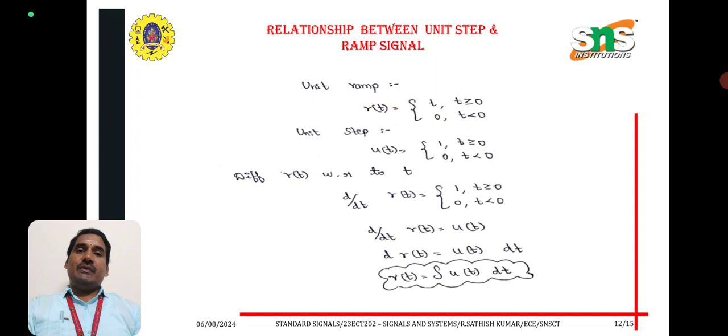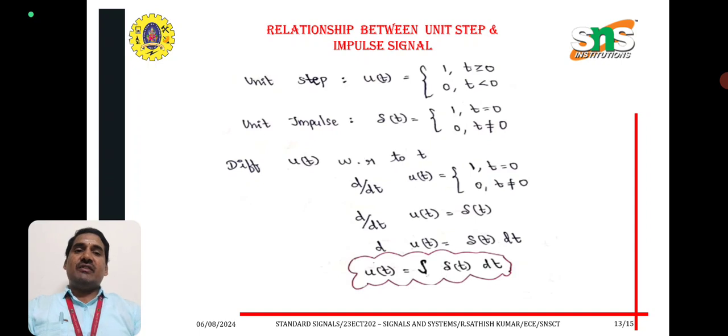Next one, relationship between unit step and unit ramp. Unit ramp is r of t is equal to t for t greater than or equal to 0, 0 for t less than 0. Unit step, u of t is equal to 1 for t greater than or equal to 0, 0 for t less than 0. Differentiate r of t with respect to t. Therefore d by dt of r of t is equal to 1 for t greater than or equal to 0, 0 for t less than 0. Therefore d by dt of r of t is equal to u of t. Therefore d r of t is equal to u of t dt. Therefore r of t is equal to the integral of u of t dt.